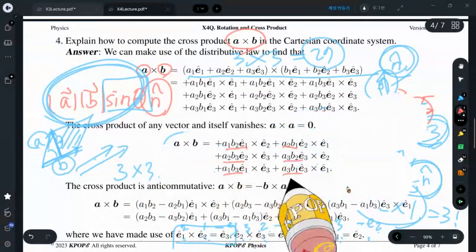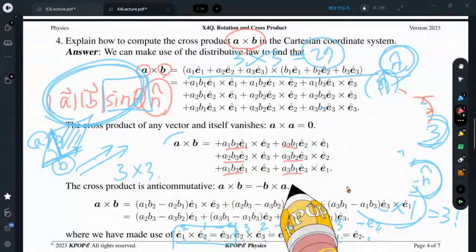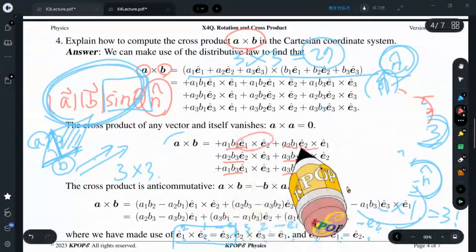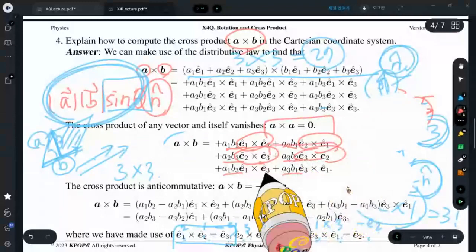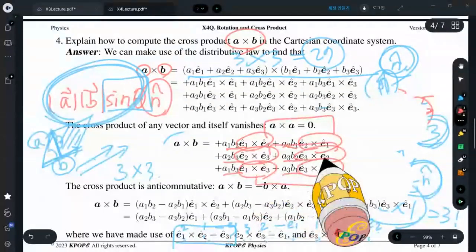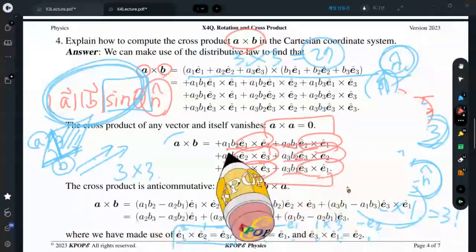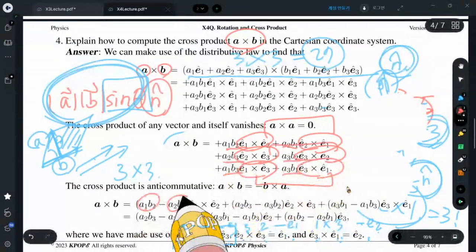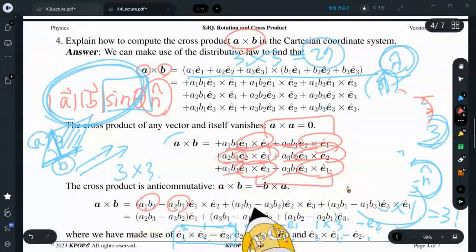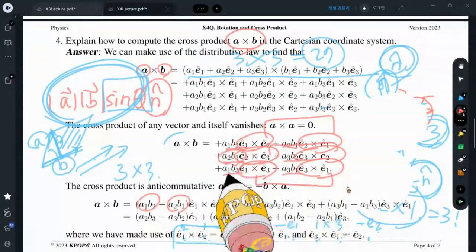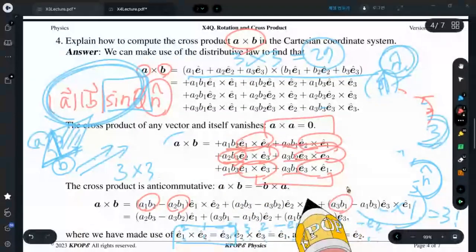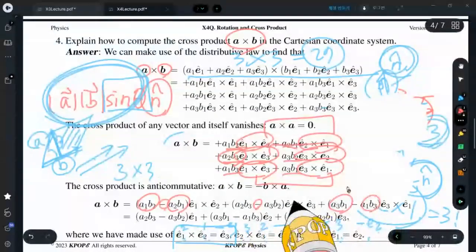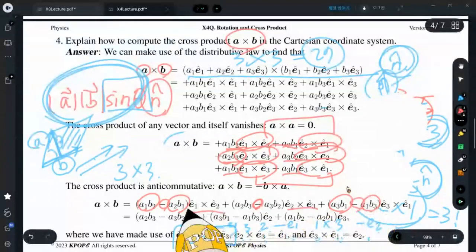6 permutations, and then what happens? 1, 2 and 2, 1 are opposite. 2, 3 and 3, 2 are opposite. And 1, 3 and 3, 1 are opposite. They have a negative sign on them. Because of that, we get A1 B2 minus A2 B1, A2 B3 minus A3 B2, A3 B1 minus A1 B3. So the negative sign appears. And all these are expressed in terms of 1, 2, and 3.